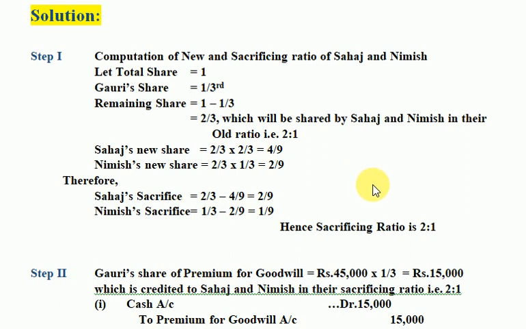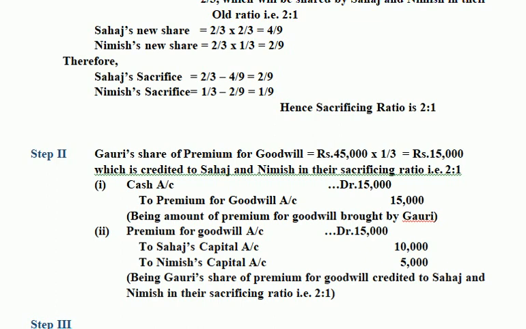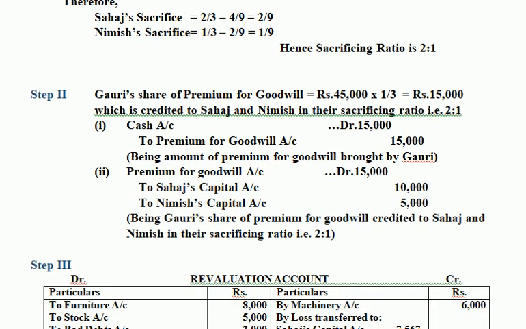So this is our first step, which is change in profit sharing ratio, where we have calculated the sacrificing ratio of Sahaj and Nimish. Now we move to the second step, where we generally do the treatment of capital brought by the new partner and the treatment for premium.